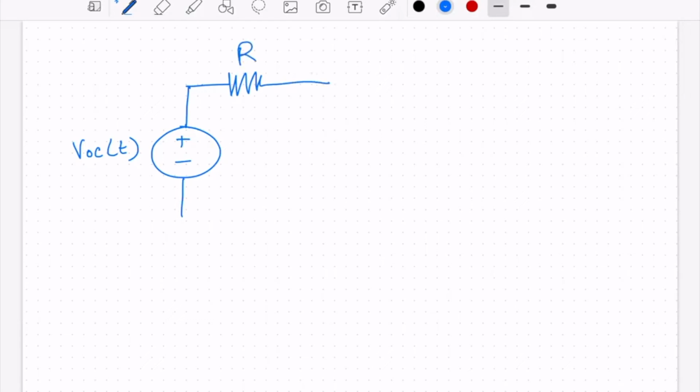So if we drew this as a circuit, let's see what we would have. We'd have VOC of t, and that has a value. And then we'd have a resistor, which is R, and then we have a capacitor for our case, which was C. And then this is, of course, the equivalent circuit. This is the Thevenin equivalent circuit.